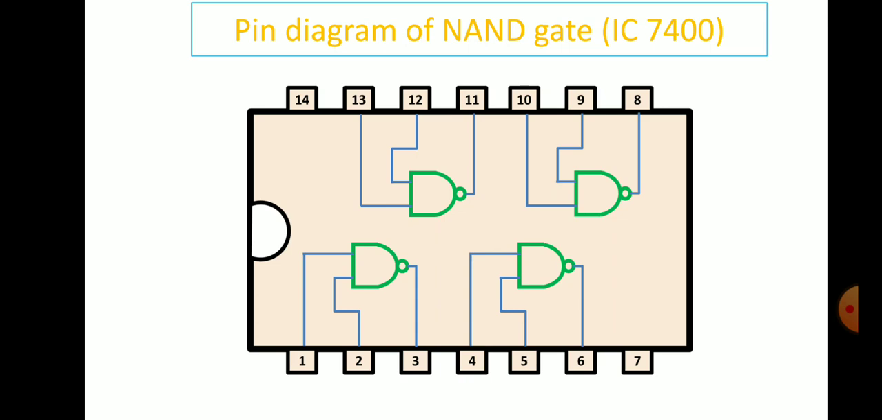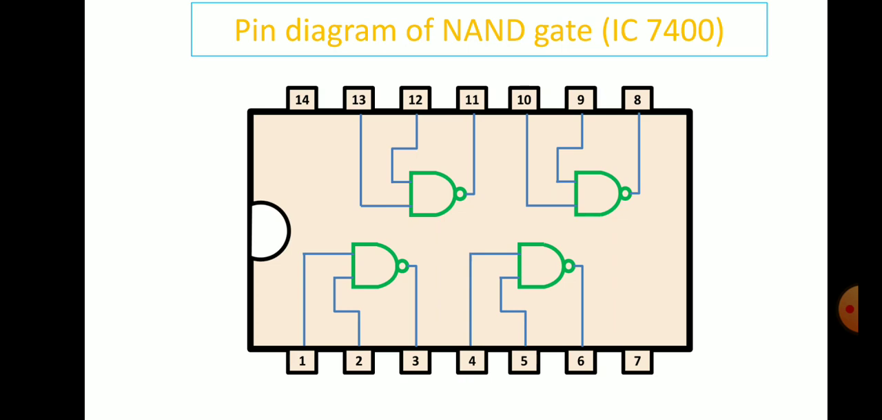For the first NAND gate, 1 and 2 are inputs, 3 is the output. Similarly, for the second one, 4 and 5 are inputs, 6 is the output. For the third one, 9 and 10 are inputs and 8 is the output. For the fourth gate, 12 and 13 are inputs and 11 is the output. So this IC consists of 4 NAND gates. IC 7400 consists of 4 NAND gates.